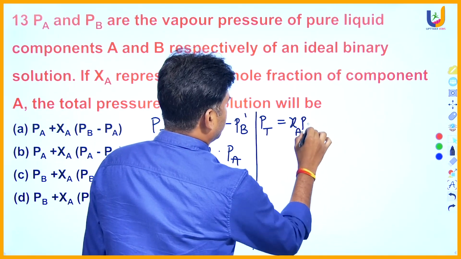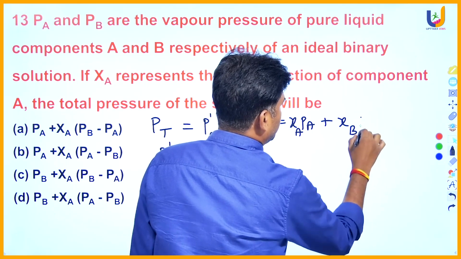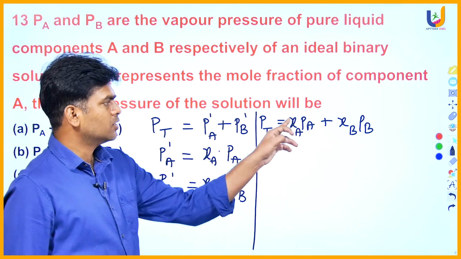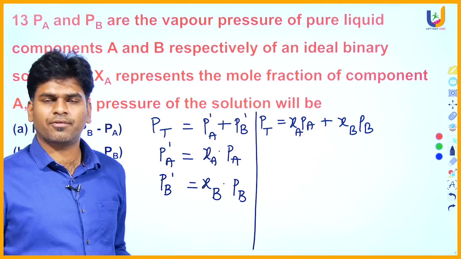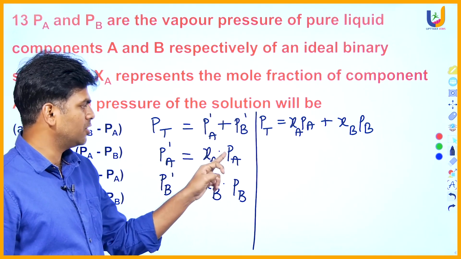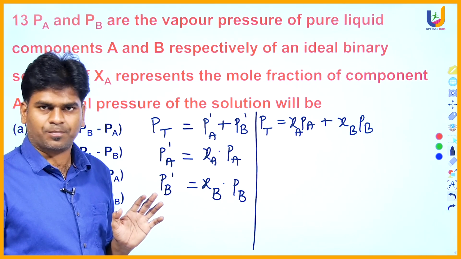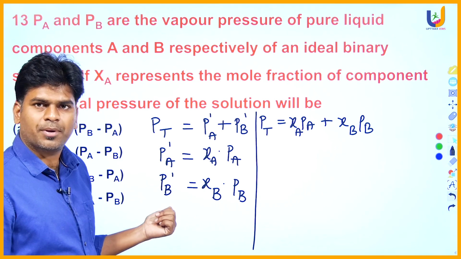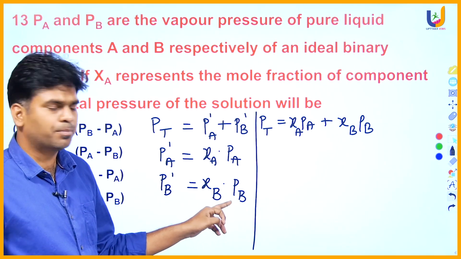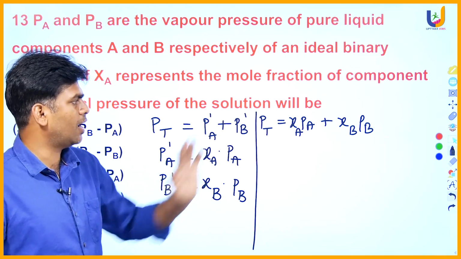Xi A PA plus Xi B PB. Total vapor pressure is equal to the sum of the partial pressures of A and B, as we have written. So PA dash means what is the value? Partial pressure of A into mole fraction of A. And next, vapor pressure of B is the partial vapor pressure of B into mole fraction of B. So this is the sum value I have written here.